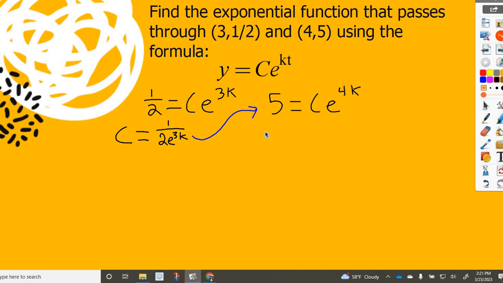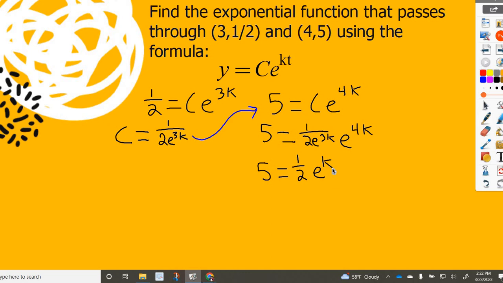in order to find the variable. So we get 5 equals 1 divided by 2 e to the 3k times e to the 4k. So then what happens? I'm dividing. Both things have e's, so we would do 4k minus 3k, which gives us 1k. So I have 1/2 e to the k.